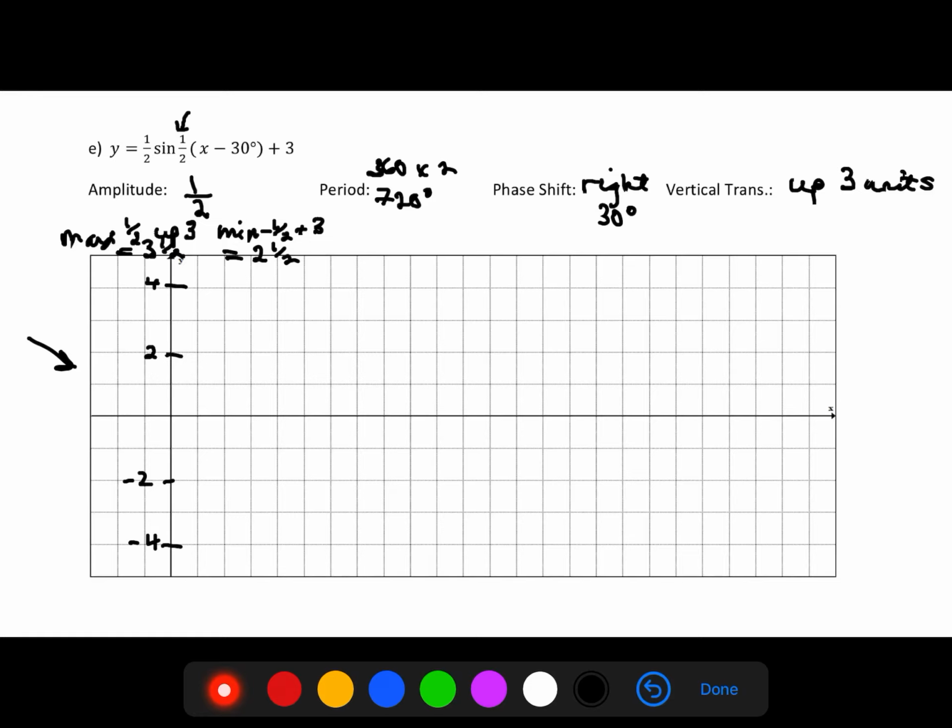And we're going to phase shift right 30 degrees. So we want to make sure that we can move 30 degrees easily. So we're going to make every block 30 degrees, which means every 3, we want to make sure that we have enough space for 720.